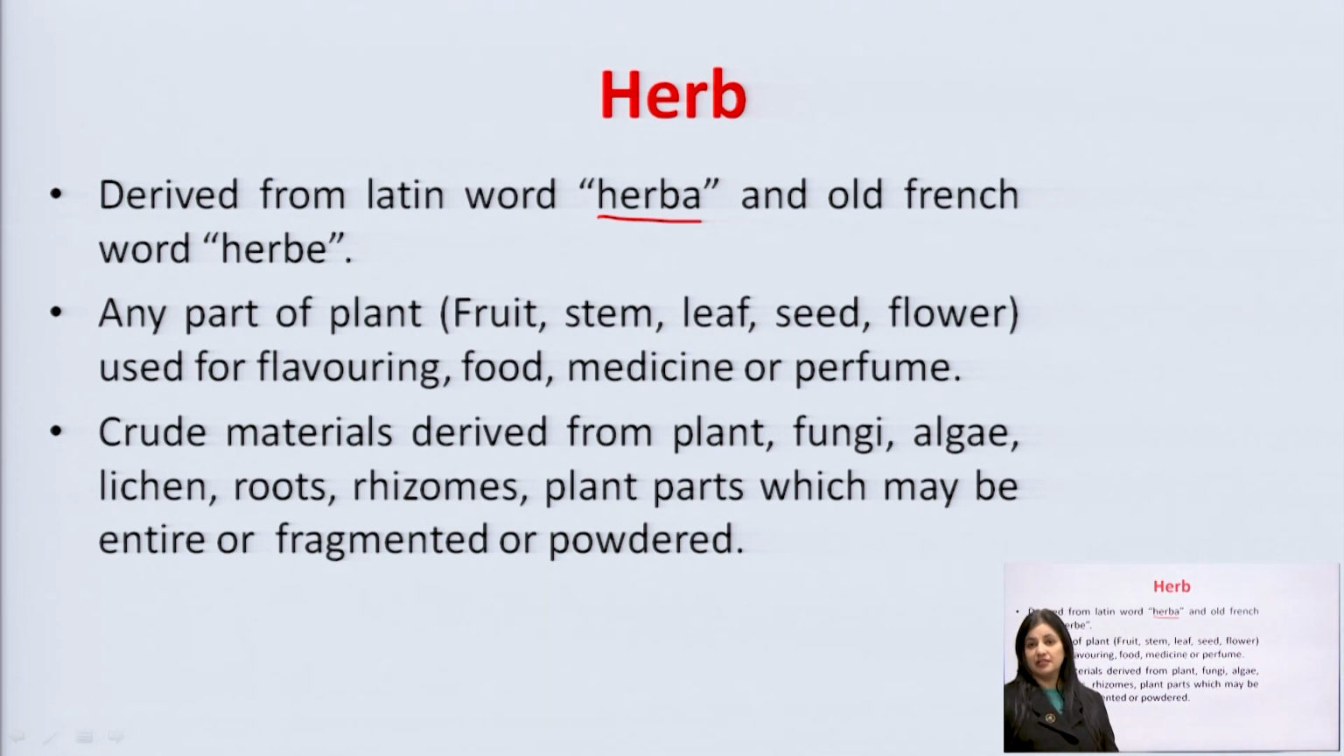Even the stamens have been included. You must have seen saffron, so saffron is also a herb which is not in these parts, but it is the stamen, which is a part of the flower. That is also one of the components. Crude material derived from plant, fungi, algae, lichen, roots, rhizomes and other plant parts which can be either entire, you use it as a whole, fragmented, you use some part of it, or powdered and used. So that all constitutes the word herb.